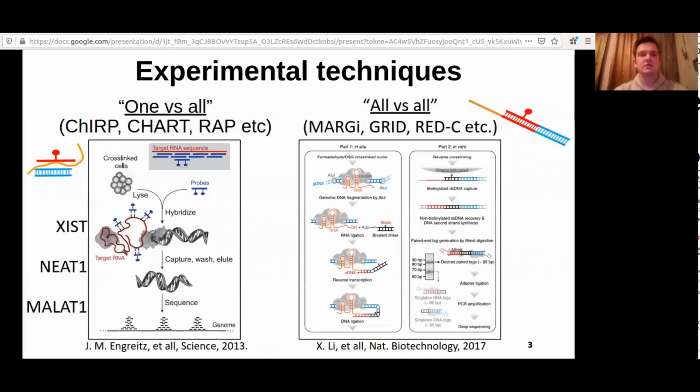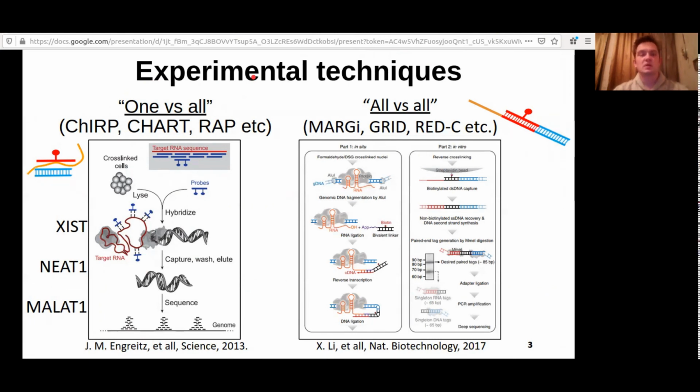For the present, various techniques have been developed to localize specific RNAs on chromatin. These include chromatin isolation by RNA purification, capture hybridization analysis of RNA targets, and others. We classified these techniques as one versus all: one specific RNA versus all loci of the genome.